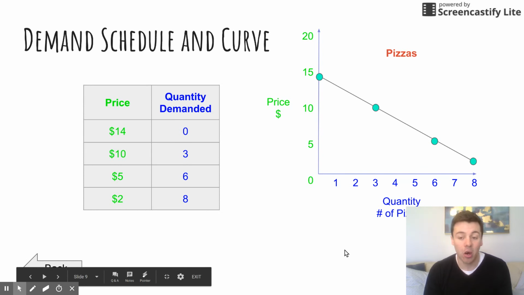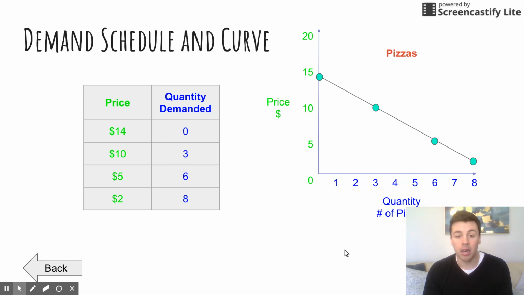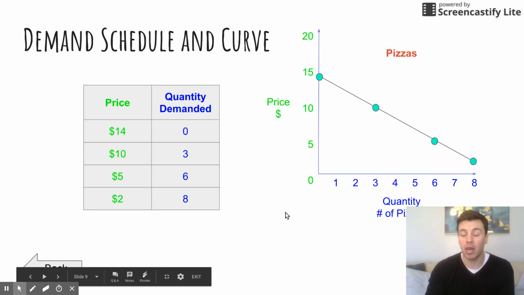Now, this does not always have to be a straight line. This could vary based on how sensitive we are to the price change. But what is important is that the shape is always going to be downward sloping. All right, we're always going to see that with the demand curve. Okay, so you got to make sure you remember that, and that will be important as we move along.